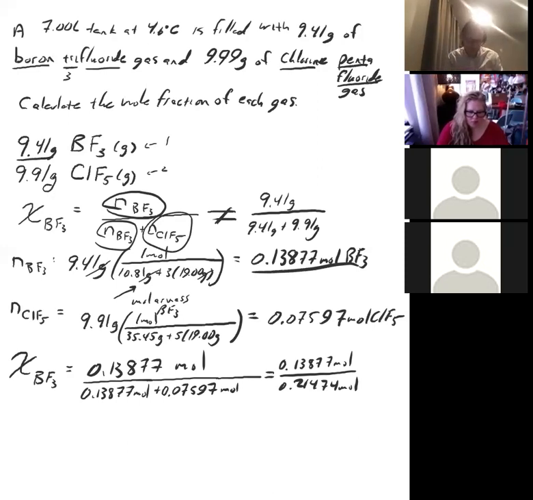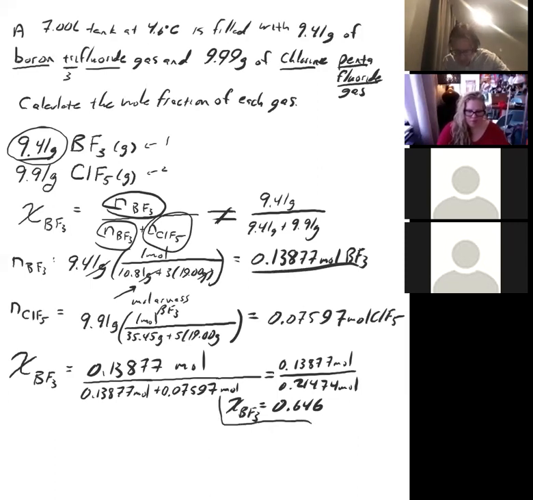So let's see, 0.13877 divided by 0.21474. Yeah, it's about 0.646. I'm going to round it to 3 sig figs here. And there's your mole fraction of BF3.